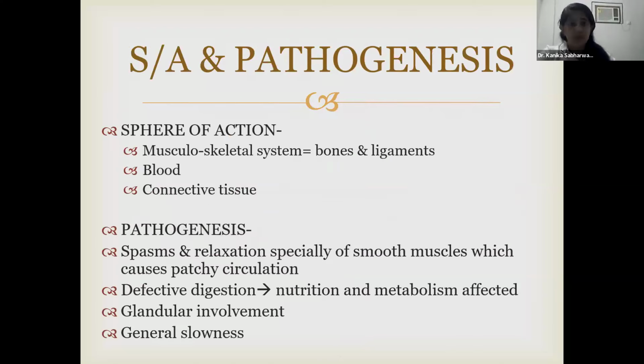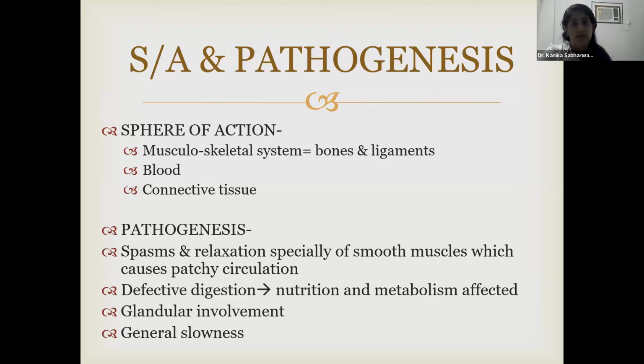Sphere of action, as we know, marked action on the bones and ligaments. You all know about Calcarea Phos, Calcarea Flor. Sphere of action on blood and its components and connective tissue. But what does it do? What is the pathogenesis? There is a marked pathogenesis or mechanism of action on both spasms as well as relaxation of smooth muscles and the mucosa of the gut, that is the GI tract. So what does that do? It causes patchy circulation, it causes defect in nutrition and in metabolism, right?